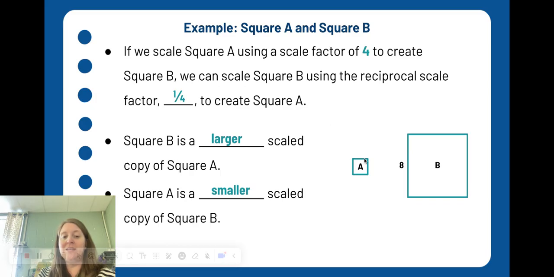So the way I would read this is A is 1/4 of B. B is 4 times bigger than A. Square B is a larger scaled copy of square A, and square A is a smaller scaled copy of square B. Pause this video if you need to get any of the answers down, and as always, ask me questions if you have any questions.